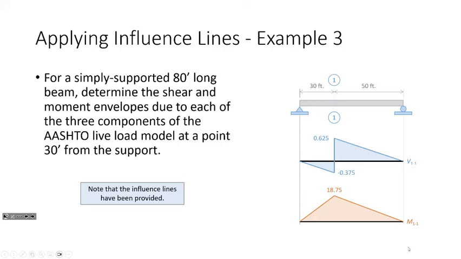That is the envelope of AASHTO live loads that we would get at X equals 30 feet, okay? Does everybody kind of get the big picture? Okay, I want to show you something real quick, but before I do, does this part make sense?